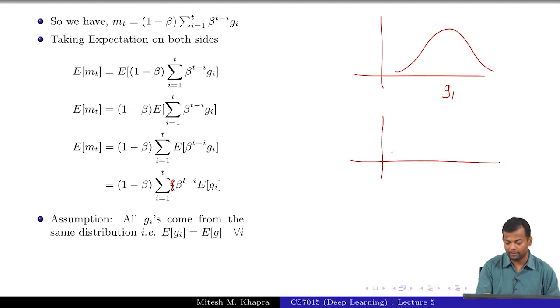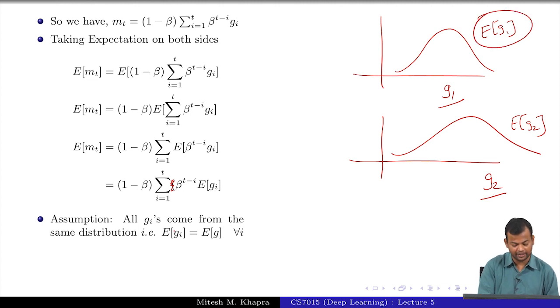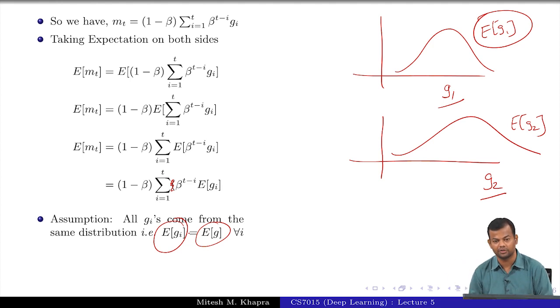Now G2 could have come from a different distribution, G3 could have come from a different distribution, and if that was the case, then expectation of G1 would be different from the expectation of G2 and so on. So what we have assumed to make things simple for us is that G1, G2, G3, any GI comes from the same distribution, and hence we can say that the expectation of all these GIs is going to be just the expectation of G, that is this one single distribution from which these entries come. This is of course a very strong assumption, but we are going to live with this assumption, okay?